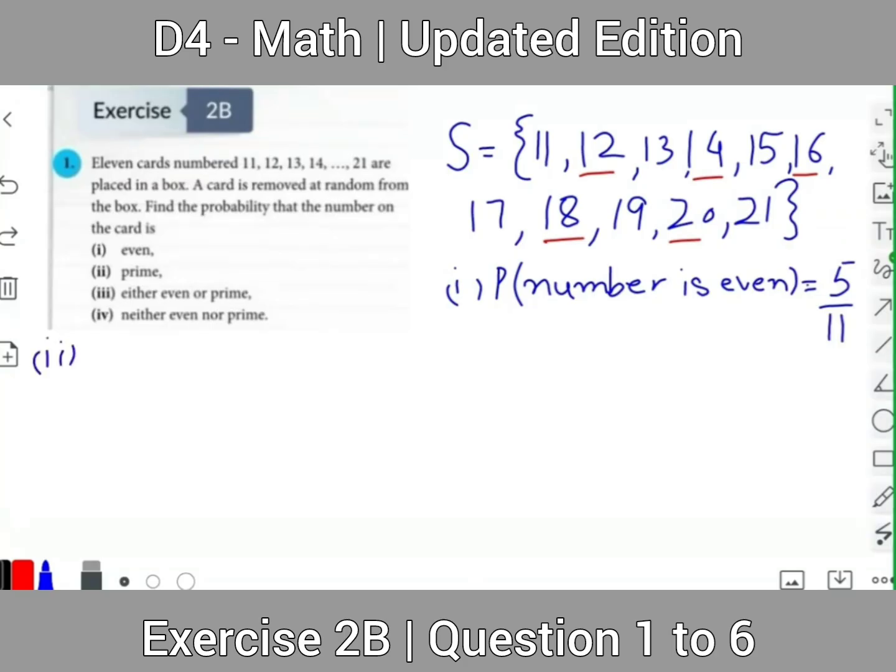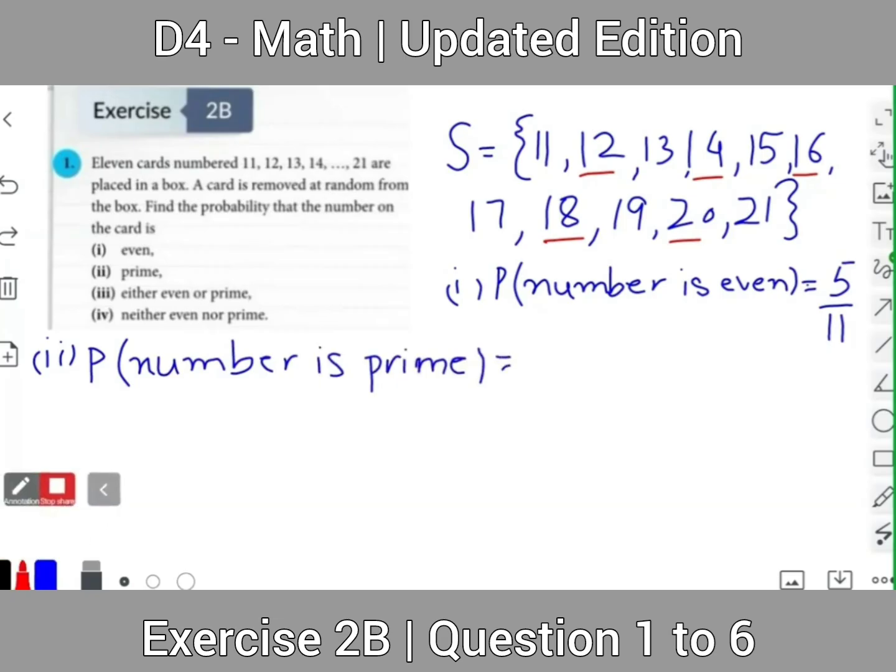Now in part 2, we have to find out the probability that the number is prime. So for this, we have to highlight the numbers that are prime, and those are 11, 13, 17, and 19. So the number of favorable outcomes in part 2 is 4, and the total number of outcomes is 11. So the probability that the number is prime is equal to 4 over 11.